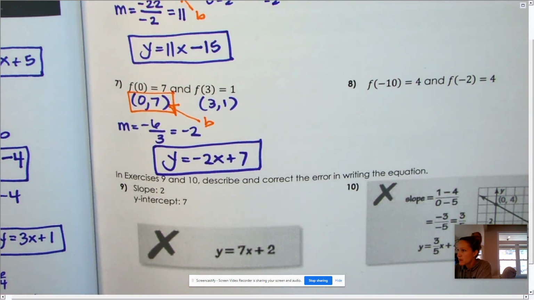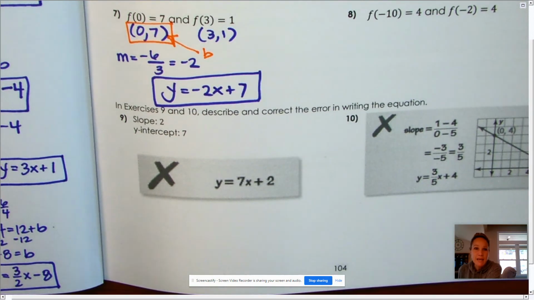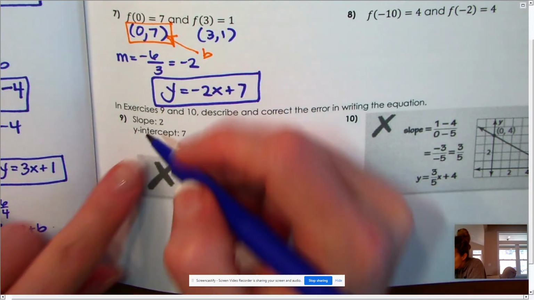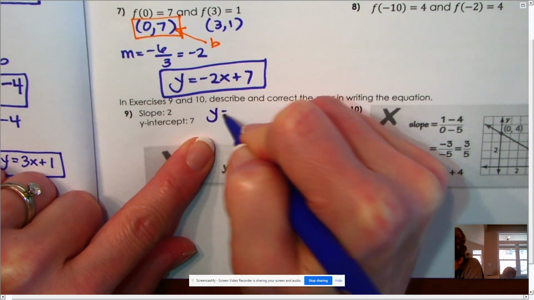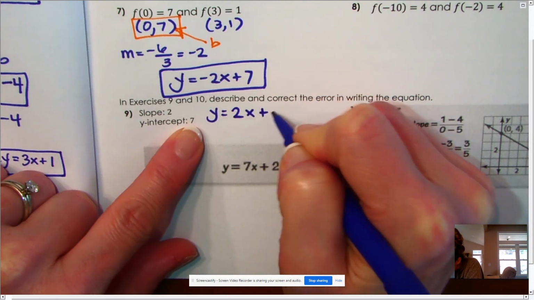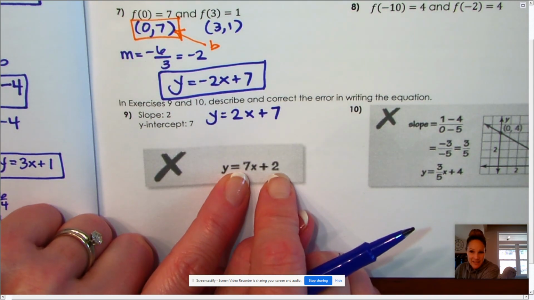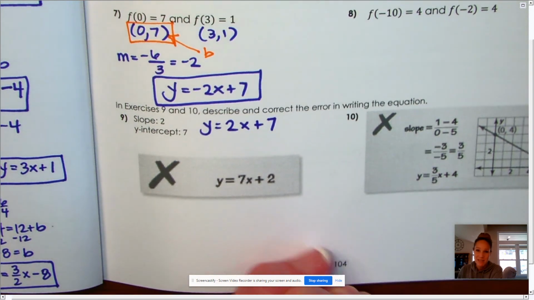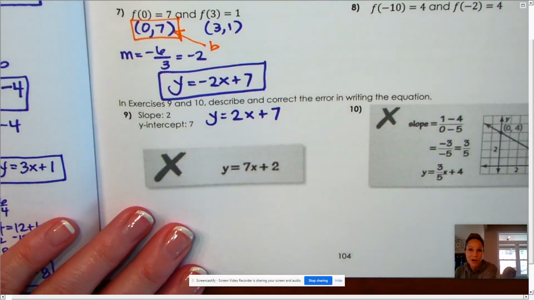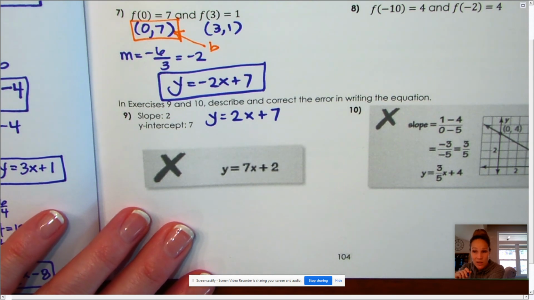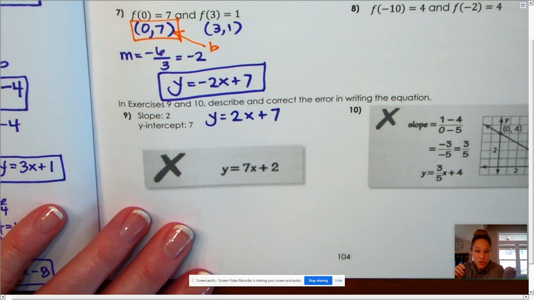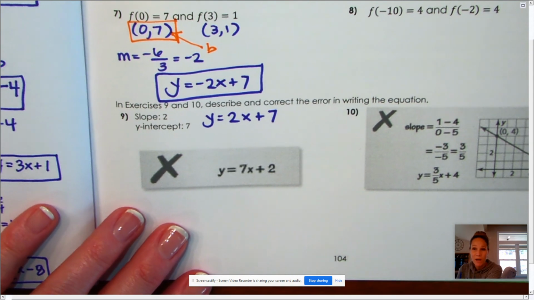All right, question number 9 says, describe and correct the error in writing the equation. Well, if the slope is 2, that would be y equals 2x plus 7. What happened here? What did they do? I bet you guys could figure it out without me even saying it, but they switched it. They put them in the wrong place. So make sure that you correct it like I did, but make sure you also write a sentence to describe what they did wrong.